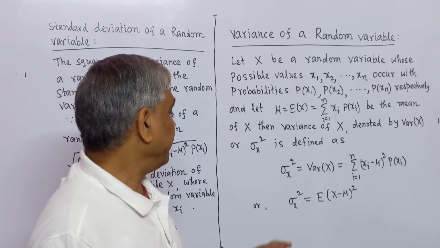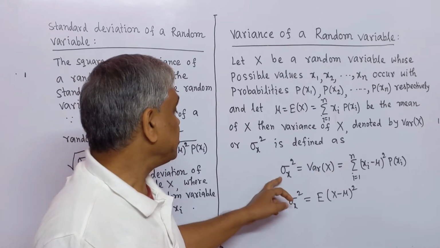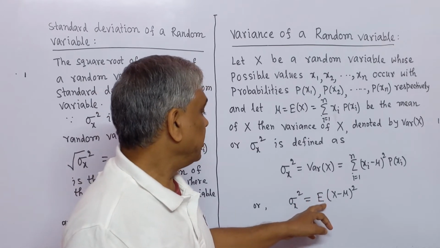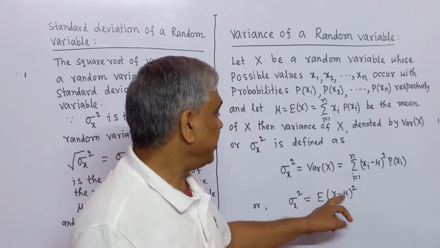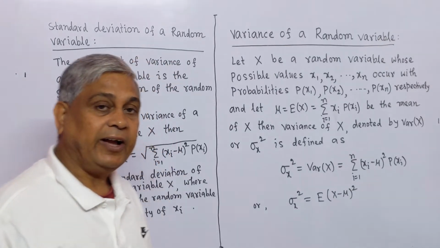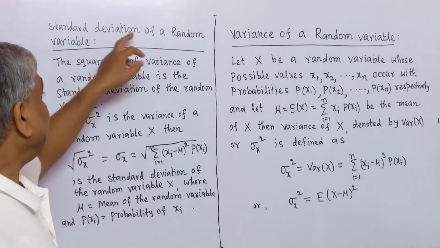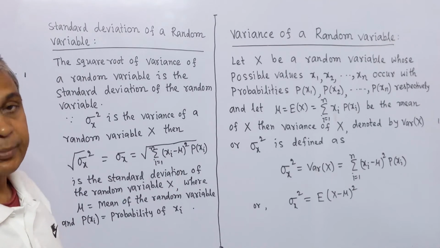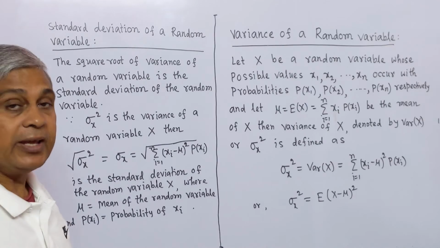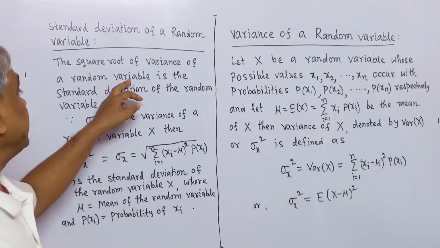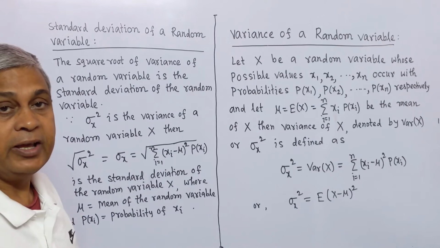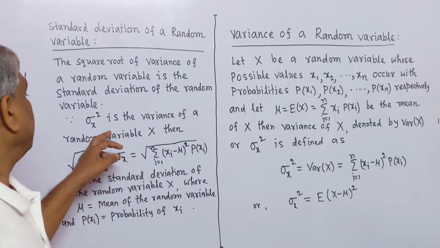Or we may write this as sigma x square equal to expectation E(X minus mu) whole square. Now we define standard deviation of a random variable. The square root of variance of a random variable is the standard deviation of a random variable.